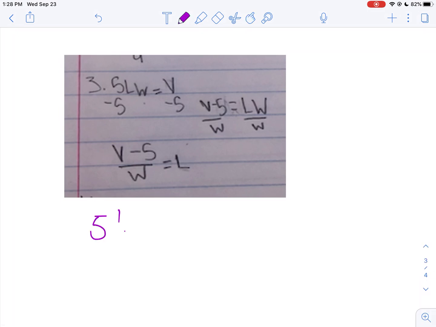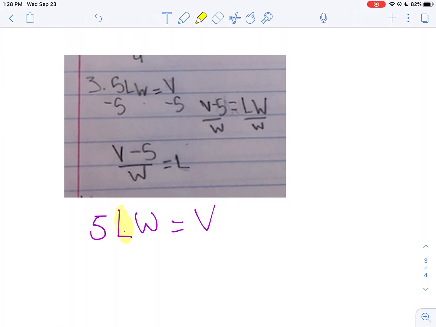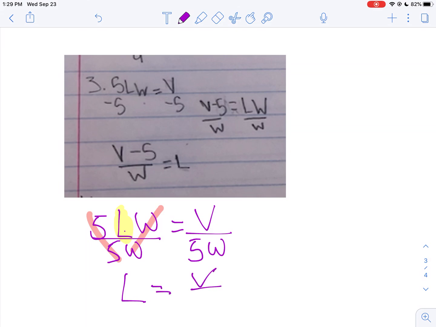We have 5 times L times W equals V. Well, you want to get the L by itself. Let me highlight that. What is the 5 doing to L? Well, it's multiplying it. And what is the W doing to L? It's also multiplying it. So I'm going to divide both sides by 5W. So then, notice what happens. The 5's reduced, the W's reduced. You get L by itself, which is what you want. You can't simplify this, so you get V over 5W, and you are done.